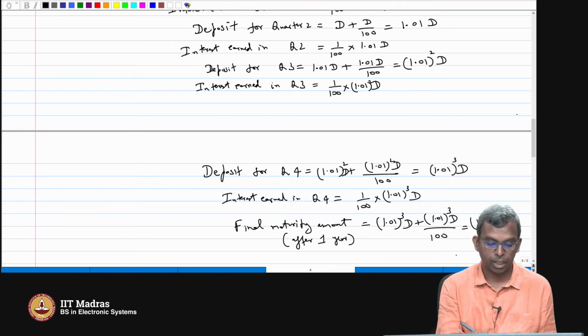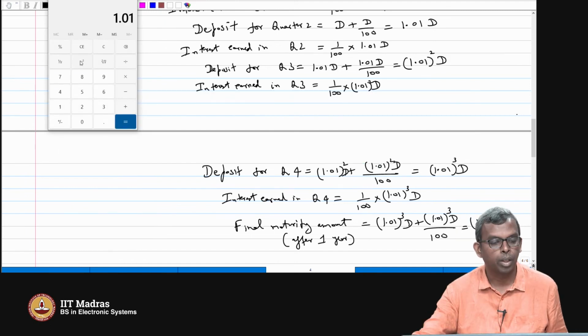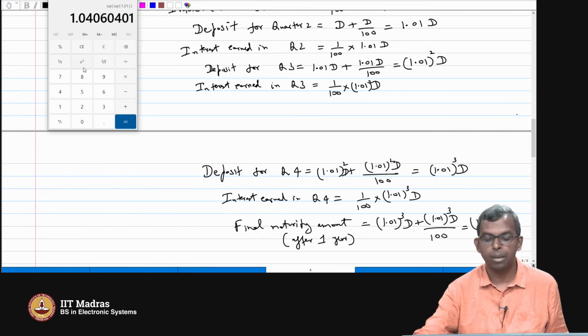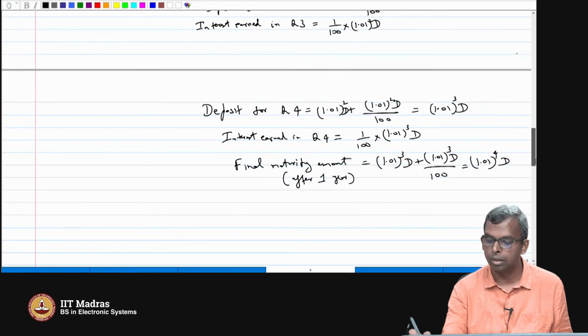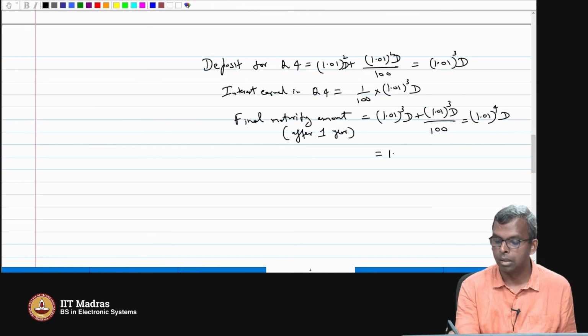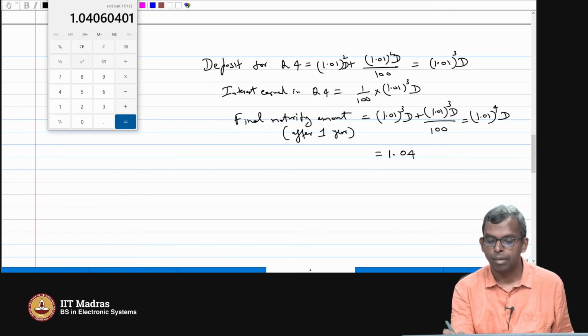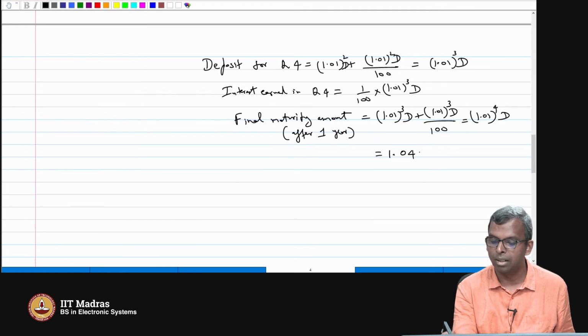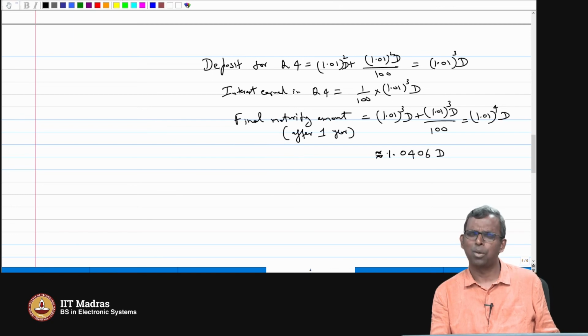Okay. So one can do a quick calculation. To do power 4, you just have to square it repeatedly. So you see you get 1.04. So this is 1.0406. Okay, so we'll stop there. There is some approximation there, but it's okay. Or maybe you can write it out entirely if you want.